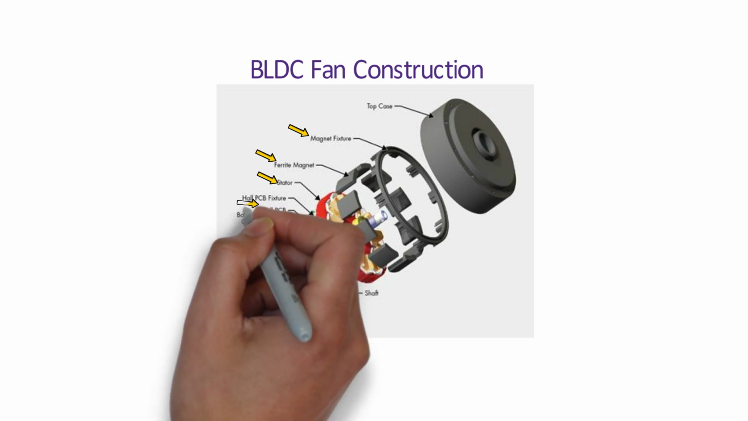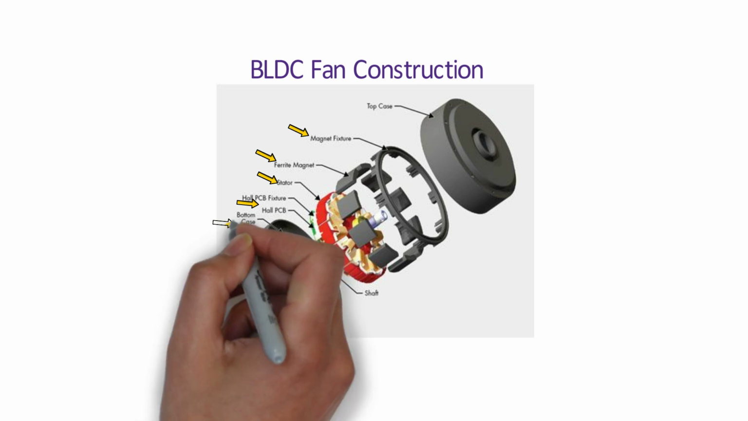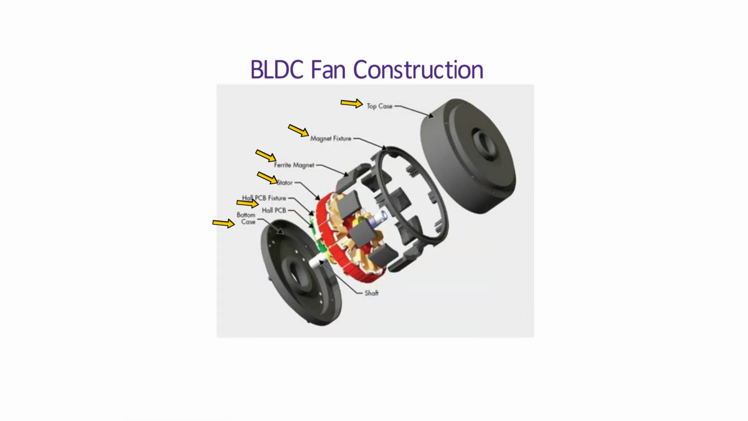Next is Hall PCB fixture. It has Hall sensor to sense the rotor position. Based on the rotor position only, microcontroller unit controls the excitation of electromagnet, to decide which coil it needs to excite, which pole it needs to excite. For that, it needs rotor information that is provided by Hall sensor, which is mounted on the rotor. The top and bottom case just act as an enclosure for this entire setup.